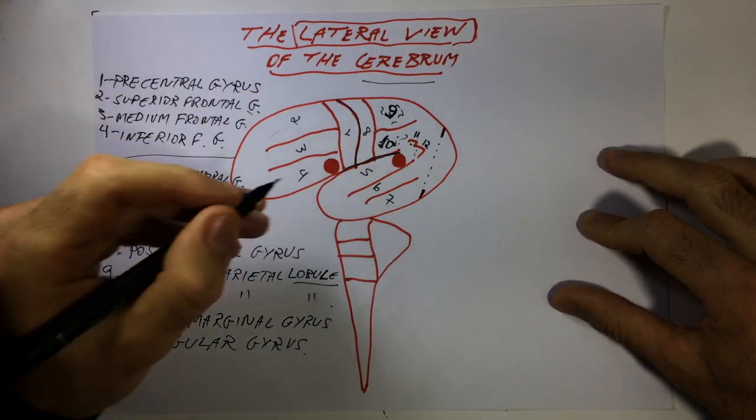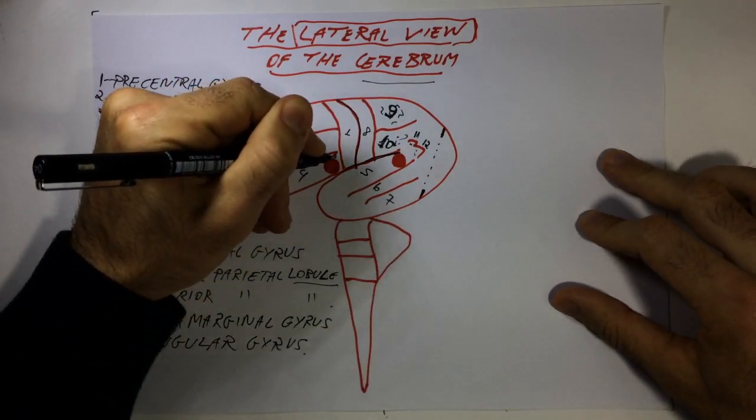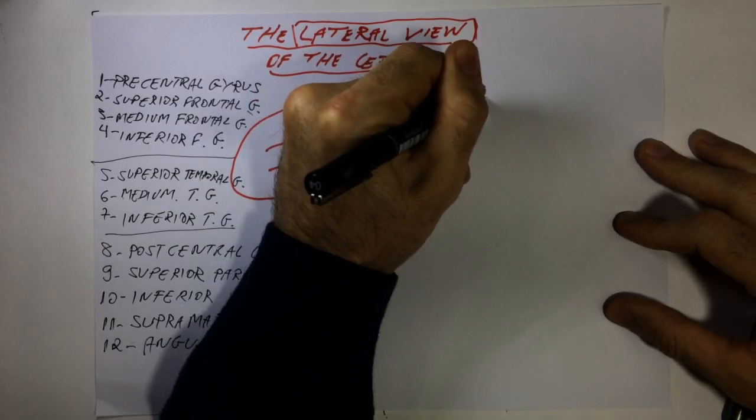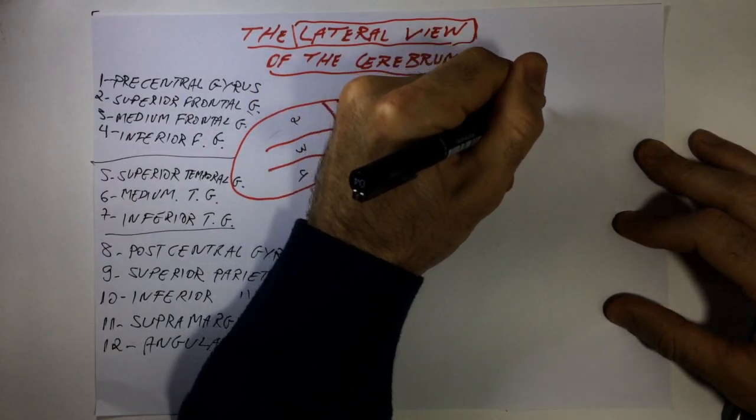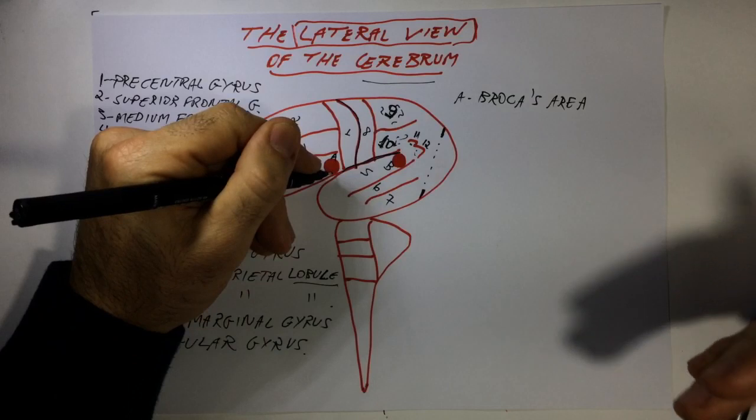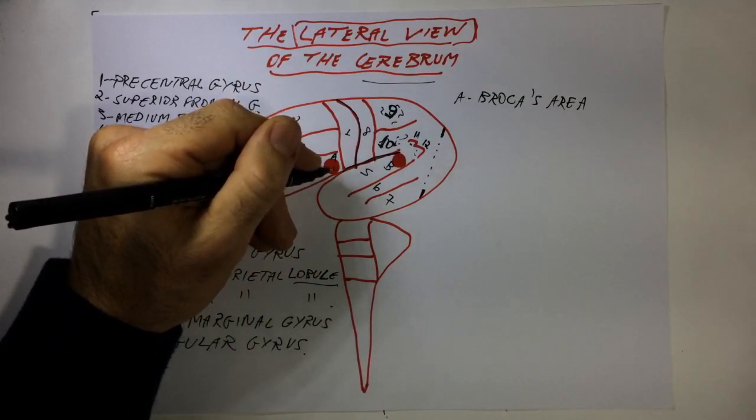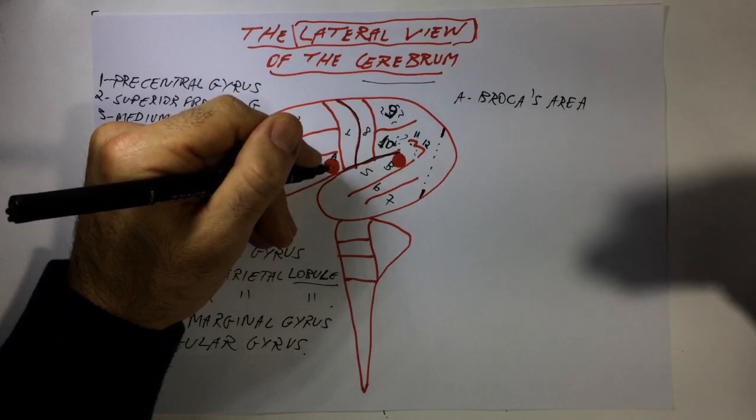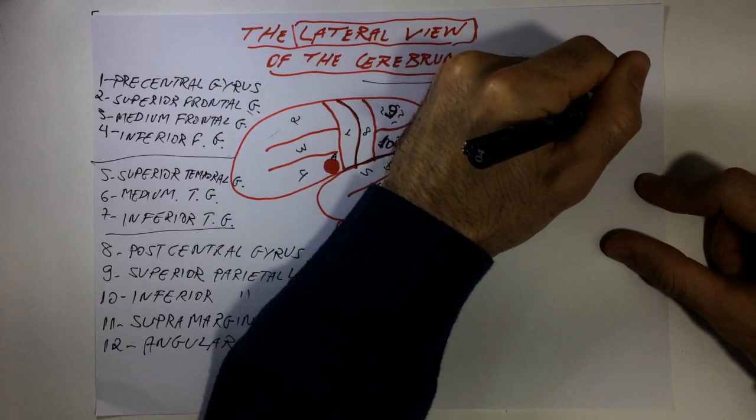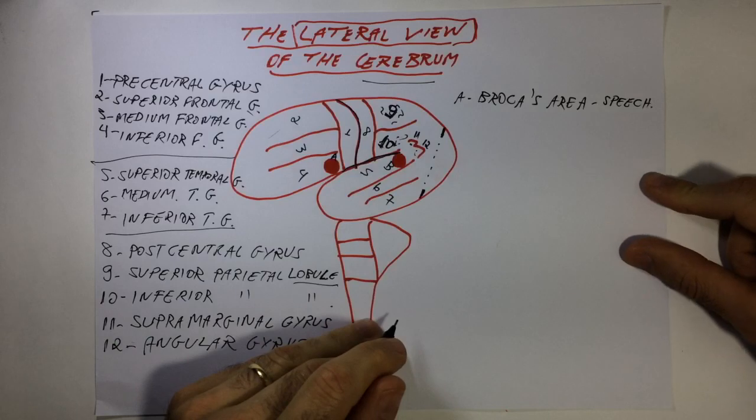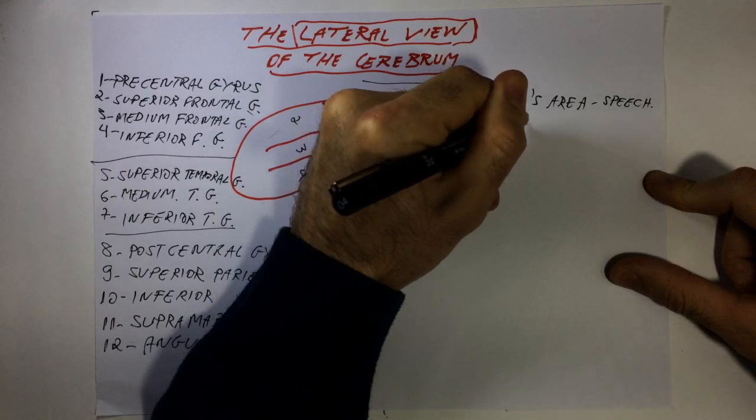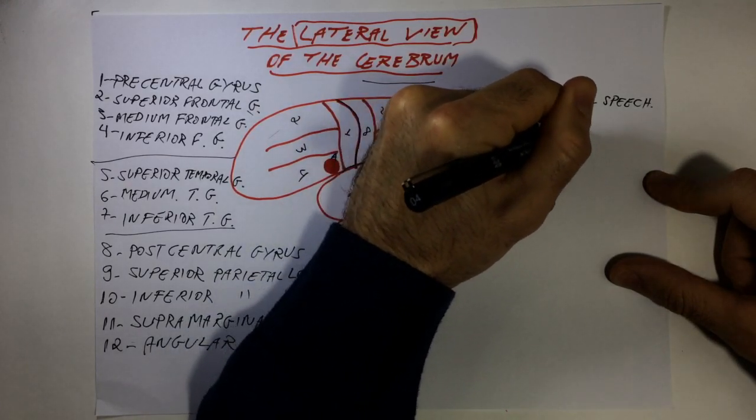So I'm gonna just put a letter A and B. A is gonna be the Broca's area, that is related to speech production, especially the motor aspect of speech. And B would be the Wernicke's area.